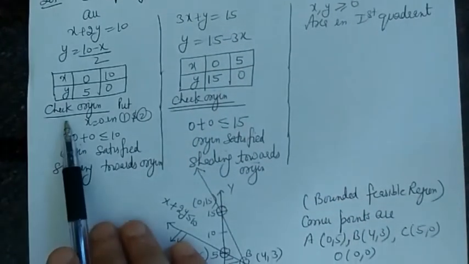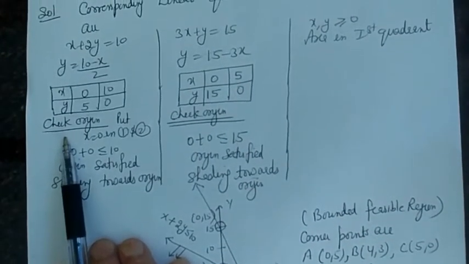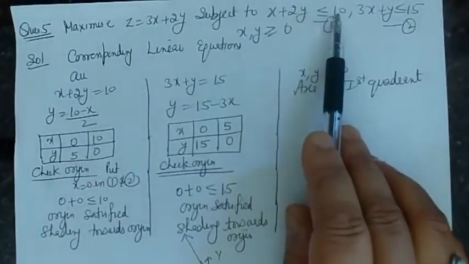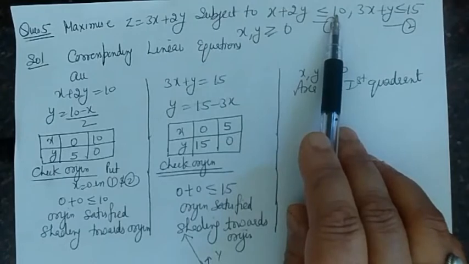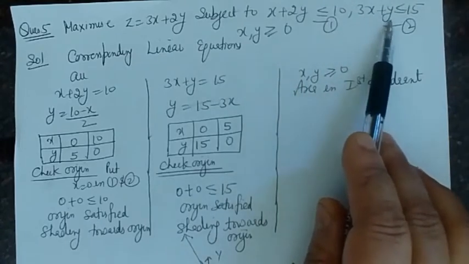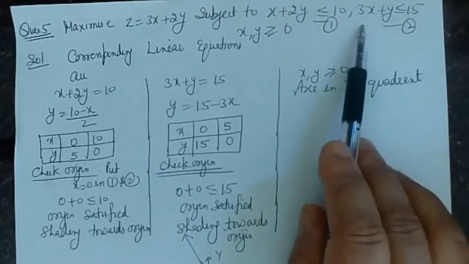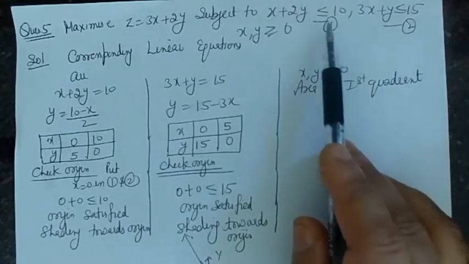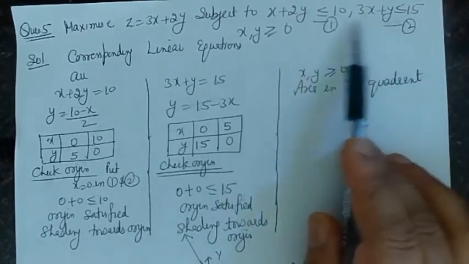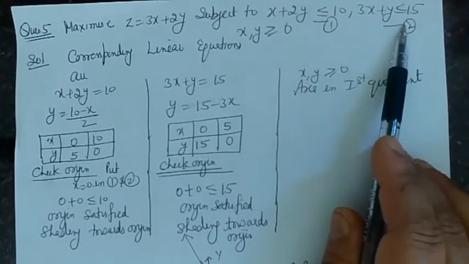Now let us check the origin by putting x and y both 0 in equations 1 and 2. So 0 plus 0 less than or equal to 10, yes, it is true. So the origin is satisfied, which means shading is towards the origin. And here 0 plus 0 less than or equal to 15, again the shading is towards the origin. As both the equations have less than or equal to signs, the feasible region will be a bounded one.